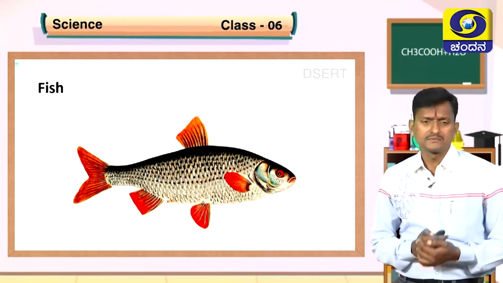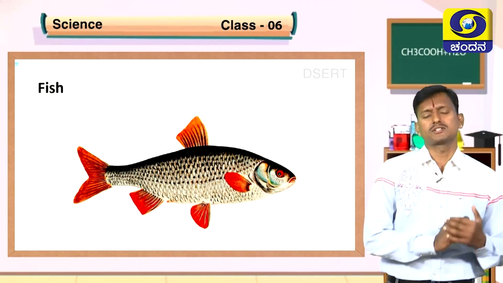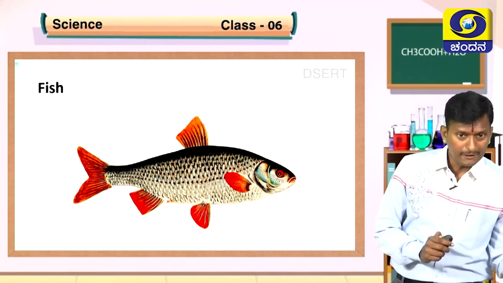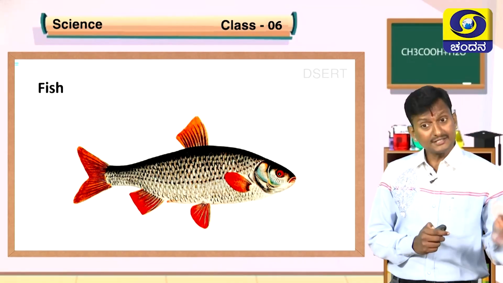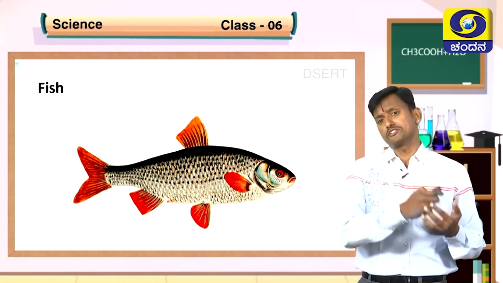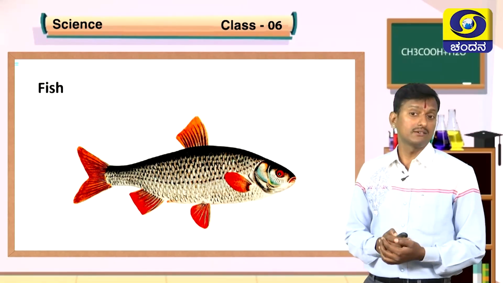What about fish? Look at the structure of a fish. Is the fish similar to the camel? No. It has different features. Now, let us come to know what are the different features of fishes which live in water.